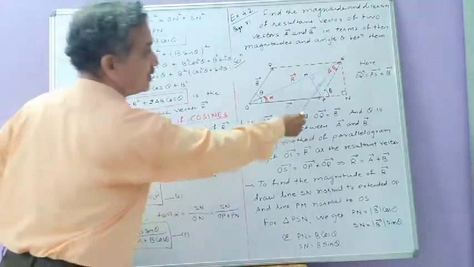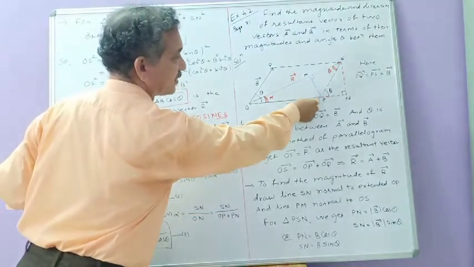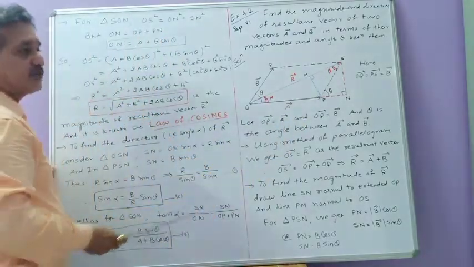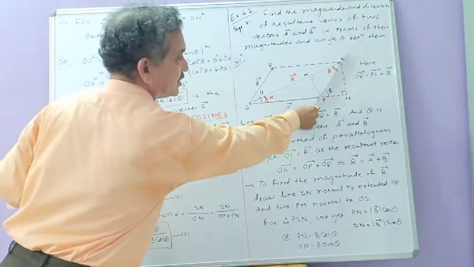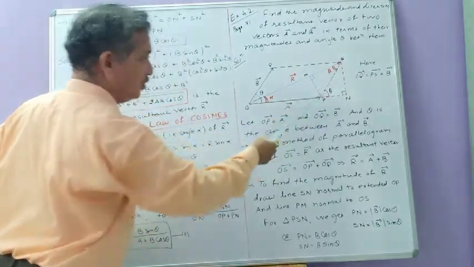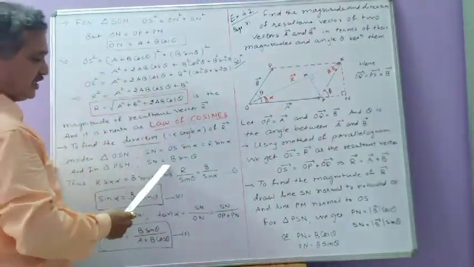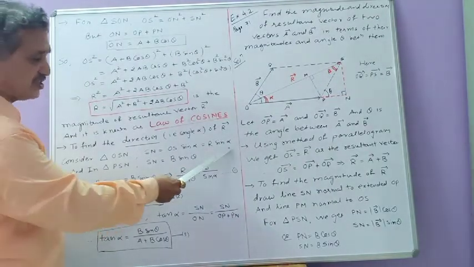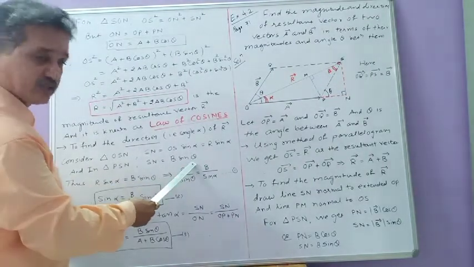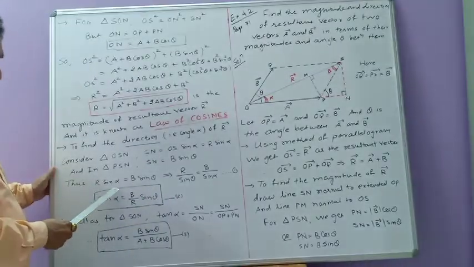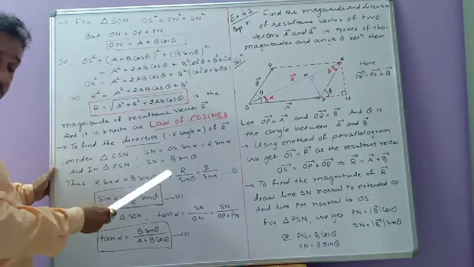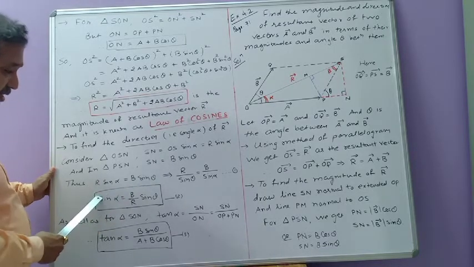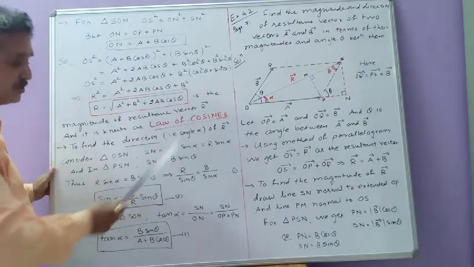For the small triangle PSN, SN is opposite to the angle theta, so it equals the magnitude of the hypotenuse, that is vector B, into the sine of the angle. So SN equals B sine theta. But SN being the same, R sine alpha equals B sine theta. This implies one important formula: R upon sine theta equals B upon sine alpha.